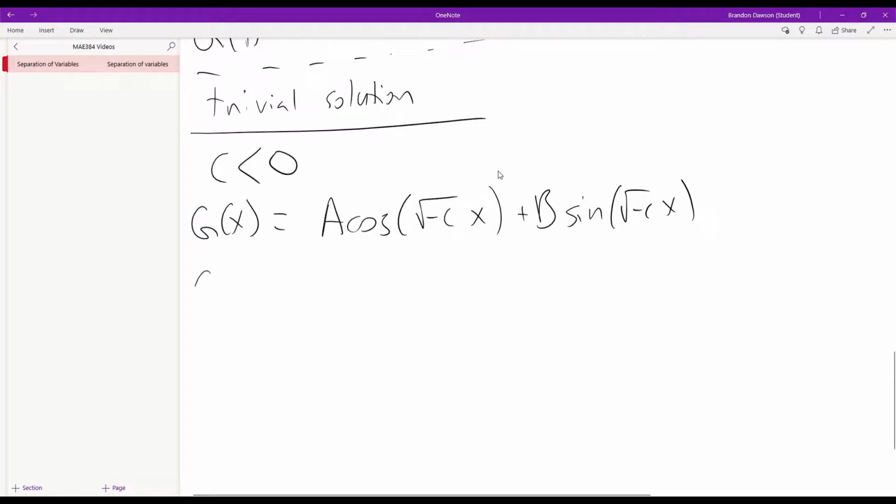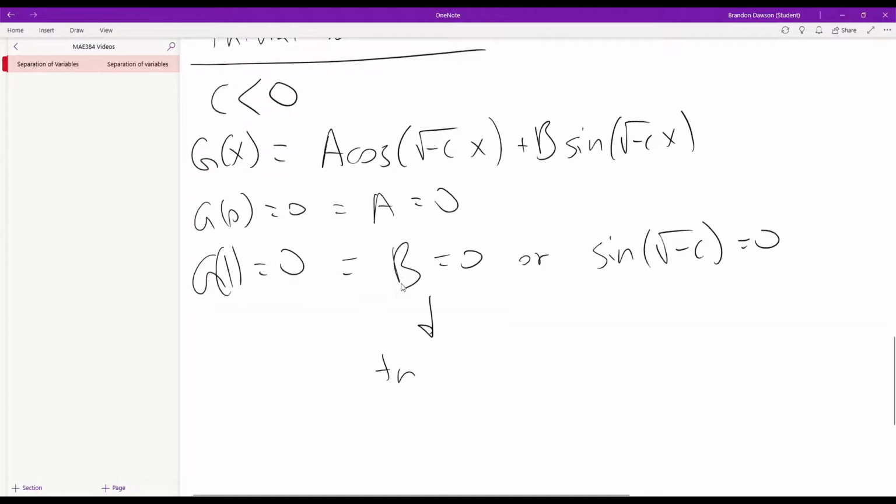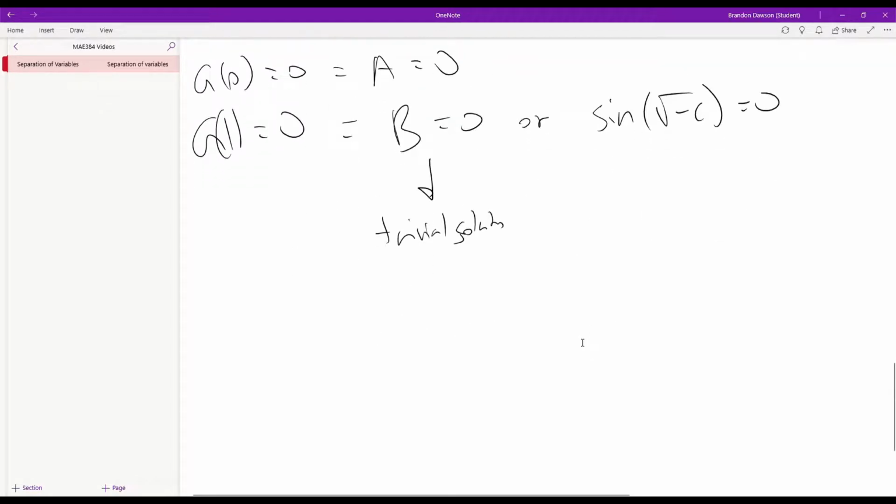So now if we're to solve this one, we have g of 0 is equal to 0, which means that a is equal to 0. And you have g of 1 is equal to 0, which means that b is equal to 0, or sine of root negative c is equal to 0. So if b is equal to 0, then it was a trivial solution, in which case this method isn't the appropriate method to use to solve this PDE. But if the sine is equal to 0, then we can use the separation of variables to solve this partial differential equation.